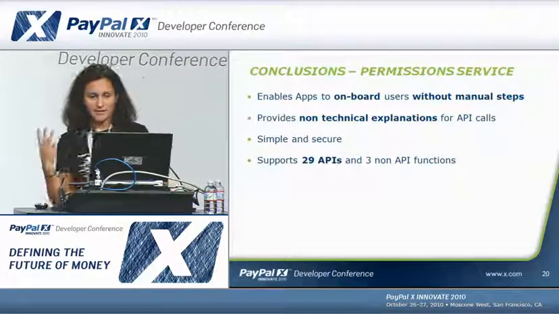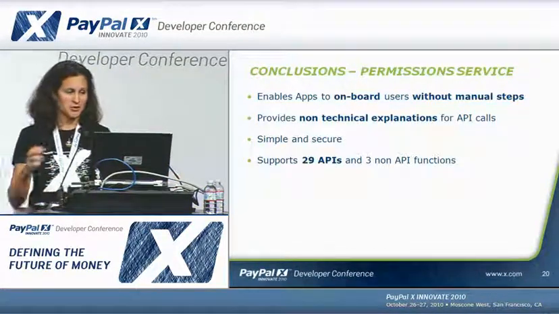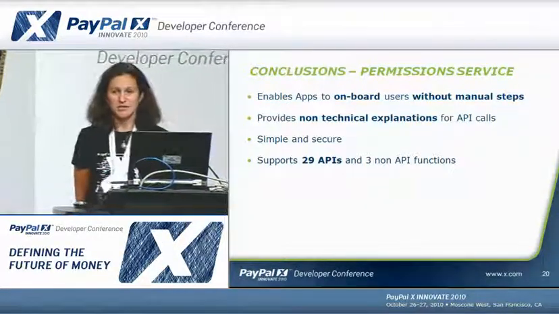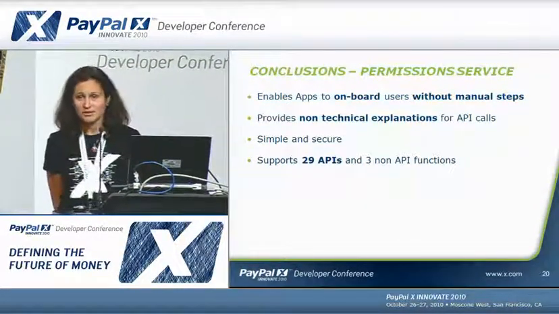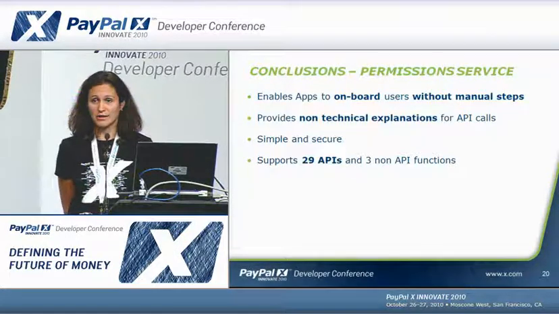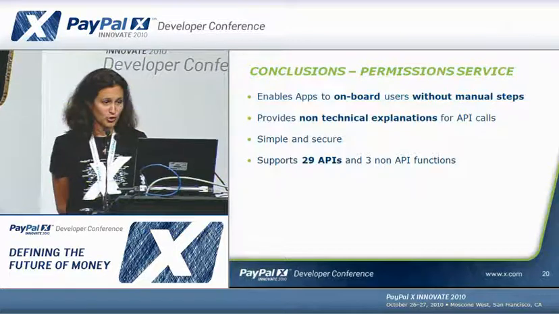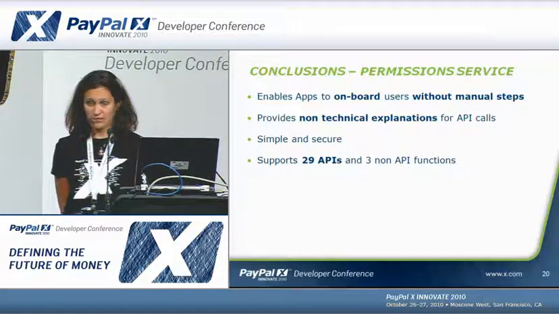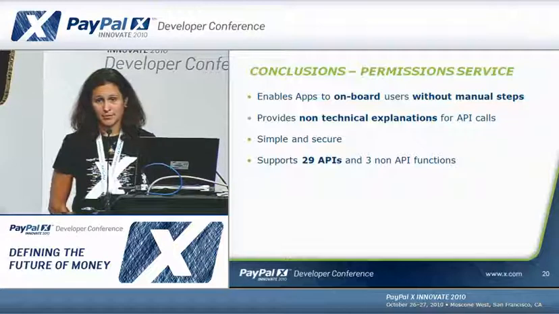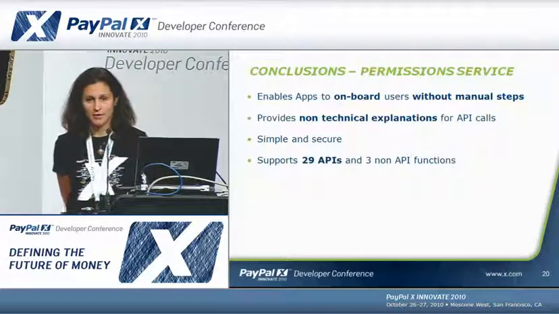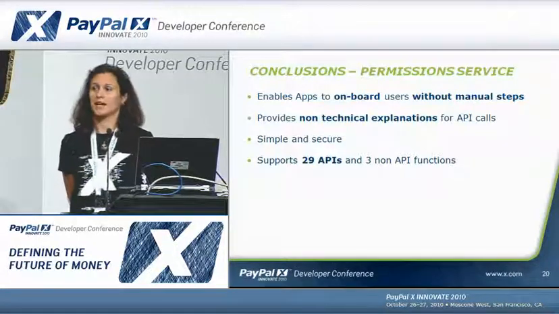So with that, I'd like to go to conclusions and emphasize that permission service enables you to onboard your customers without going through manual steps and without leaving your onboarding flow. It provides non-technical explanations for the permissions requested. It's simple and secure, and right now it supports 29 APIs and 3 non-API functions. Questions?